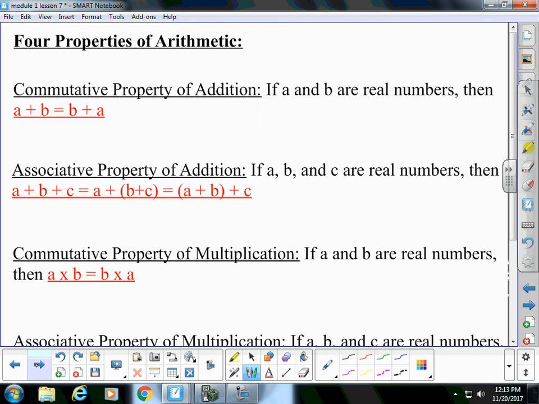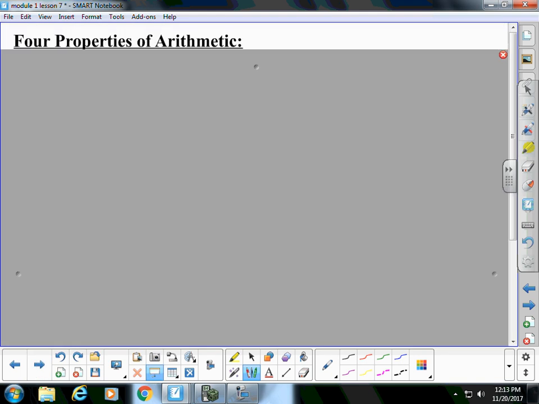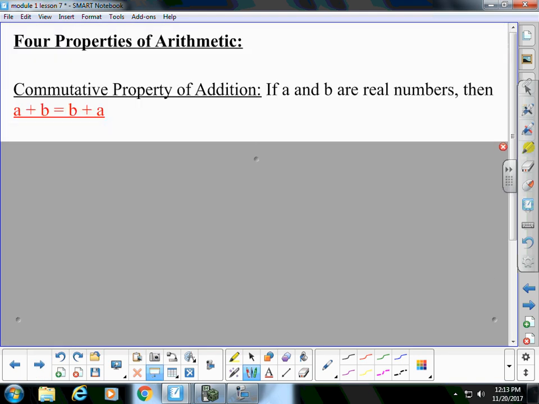Okay, so there's 4 properties of arithmetic. The first one, you need to finish out the sentences, the part that's in red. The first one is called the commutative property of addition. And this one says if you have 2 numbers, we're going to call them A and B, and they're real numbers, then it doesn't matter what order you add them in, A plus B is equal to B plus A. So for example, 2 plus 3 is going to be equal to 3 plus 2. Right? They're both 5. Doesn't matter which way you add the 2 numbers, you're still going to get the same result.